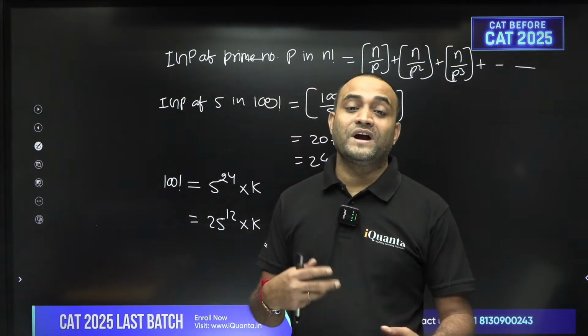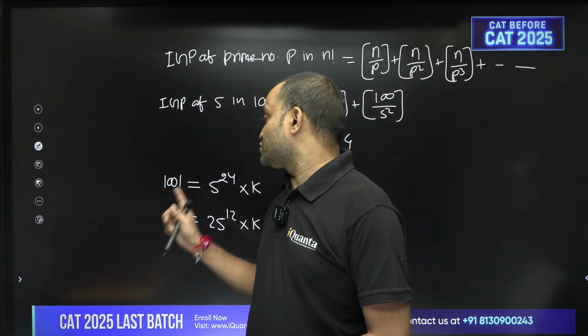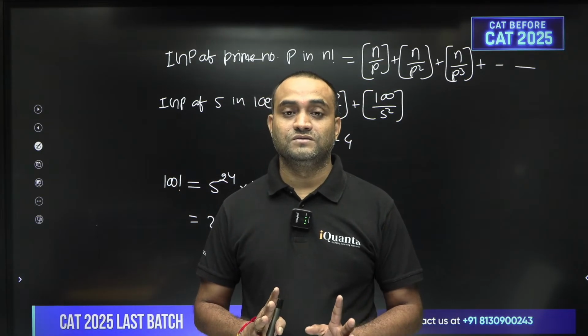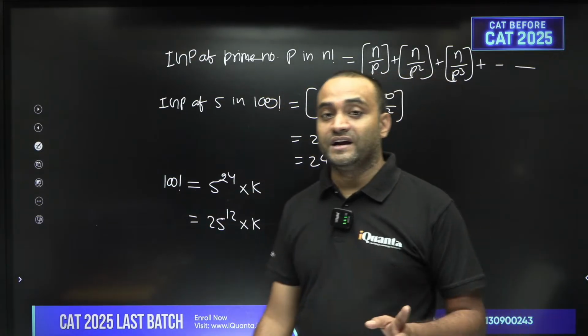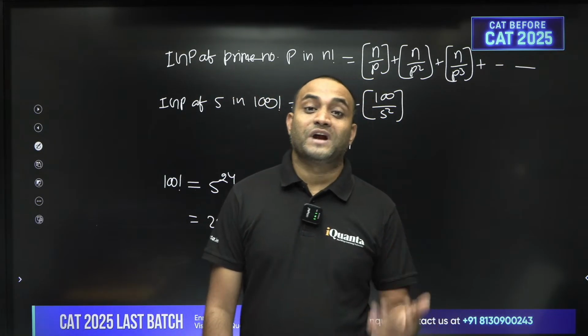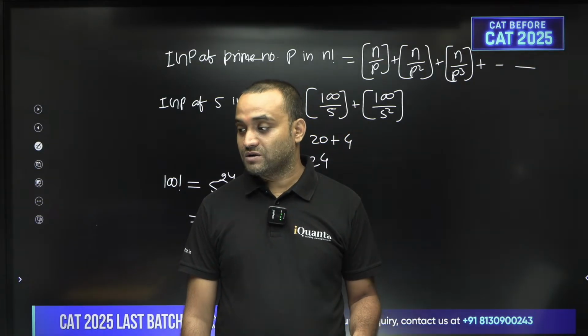So, if you need to find IGP of any number in any factorial, you will have to use the prime factors of those numbers. Okay. So, using this formula, you can only find the IGP of any prime number in n factorial, not for any number, not for composite number. All right.